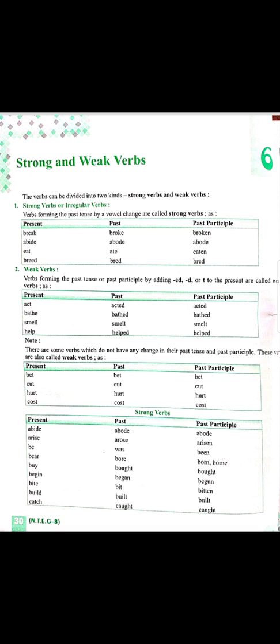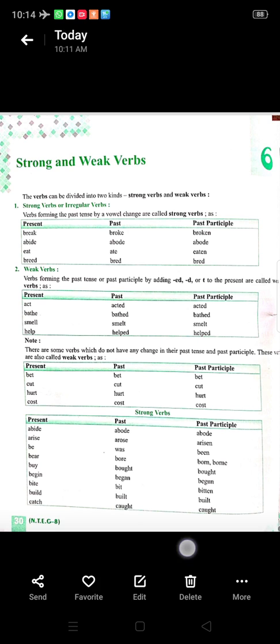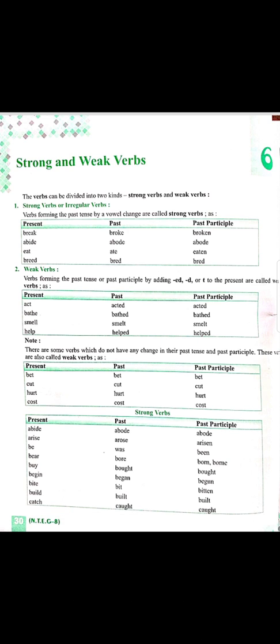Verbs forming the past tense or past participle by adding ed, d, t to the present are called weak verbs. So what are weak verbs? Those verbs which are given in present tense and we change them by adding ed, d, or t at the end to form the past tense or past participle. Such verbs are called, students, weak verbs.